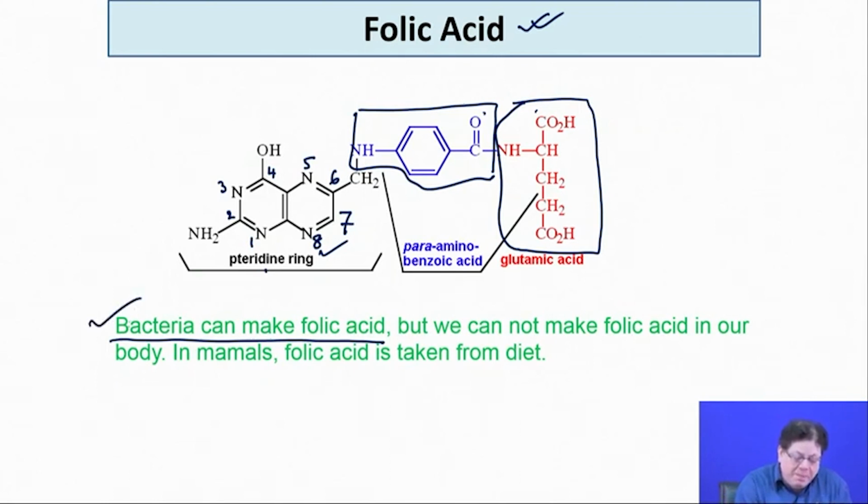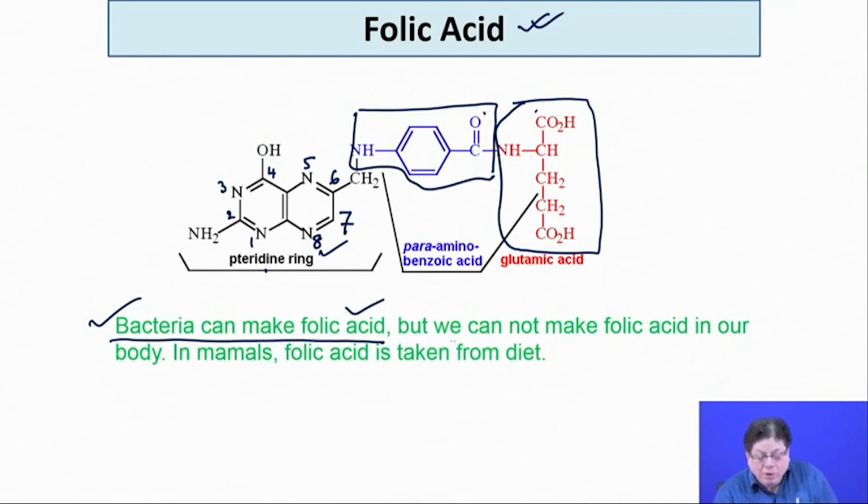Now, bacteria can make their own folic acid. Actually, bacteria always make their own folic acid. In fact, they cannot take up any folic acid from outside. See, if there is an exogenous supply of folic acid, they will not utilize that. They will always make it in their own cell. They have a biosynthetic machinery to make the folic acid.